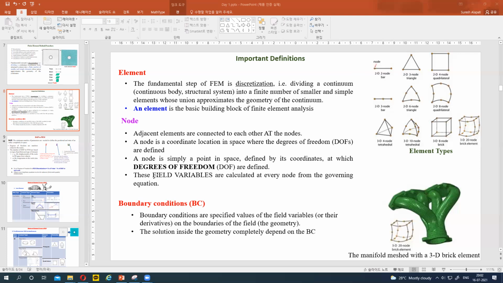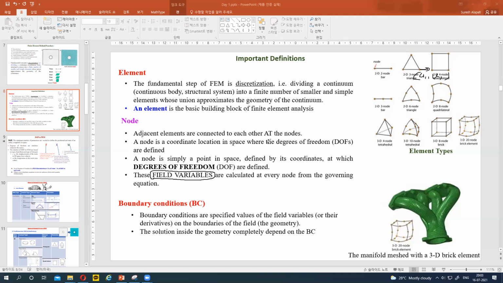Field variables, in case of structural analysis, means displacements. u1 means x direction displacement, and v1 means y direction displacement. So these are the field variables. In structural analysis, displacements are field variables. In thermal analysis, temperature is the field variable. Temperature at each node is the field variable.